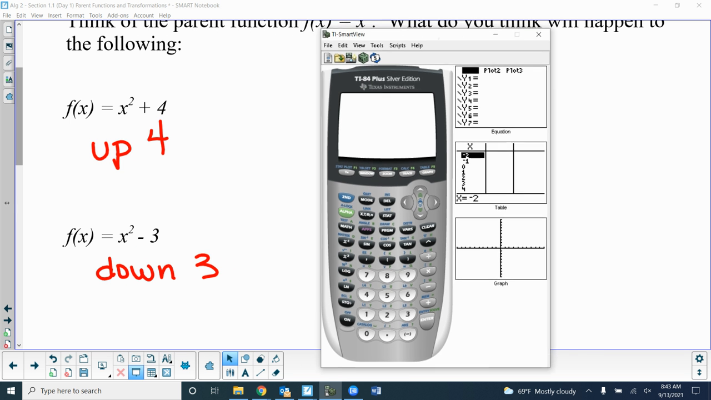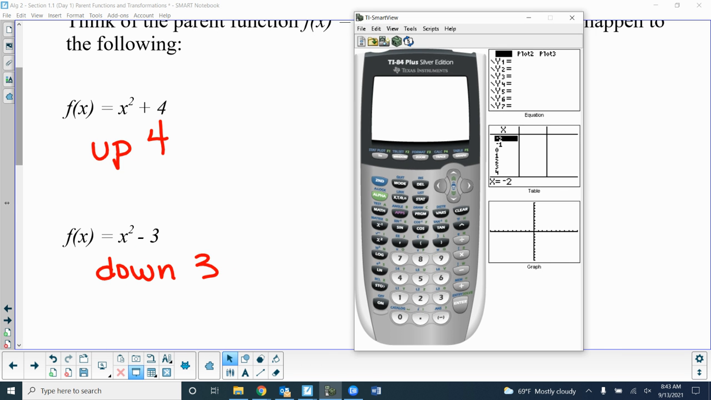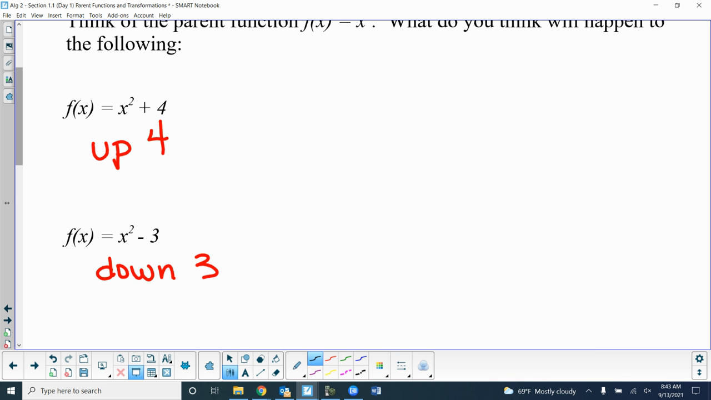There we go. All right, so what's the parent function for this? Come on, somebody help me out. What's the parent function? What's f of x equal? X squared, thanks. Is that you, Tristan?